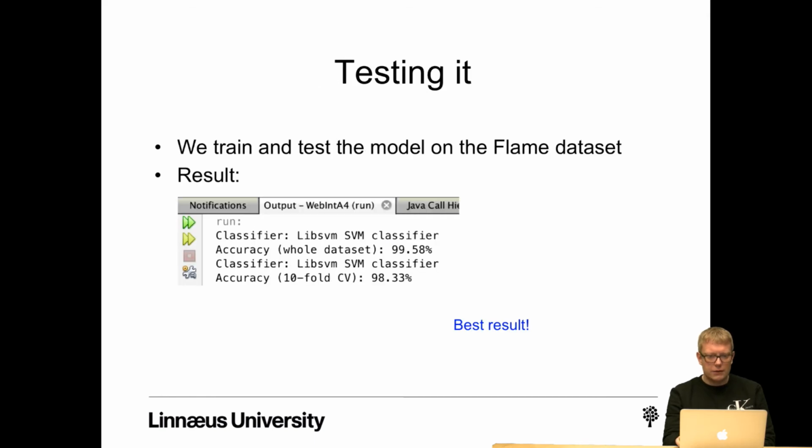And if we train and test the model on the flame dataset, we will get the following result. The accuracy on the whole dataset is 99.58%, and the accuracy using tenfold cross-validation is 98.33%. So it's the best result so far.